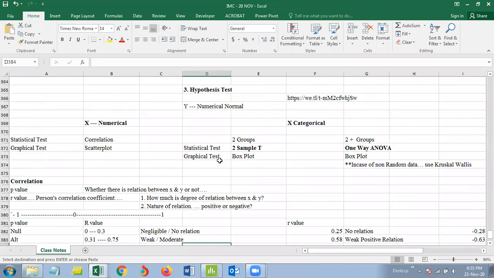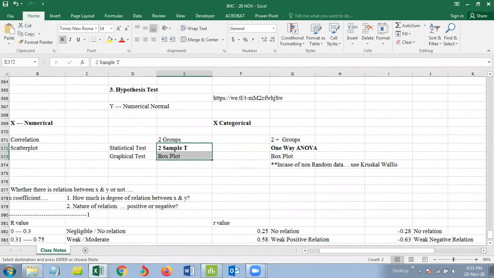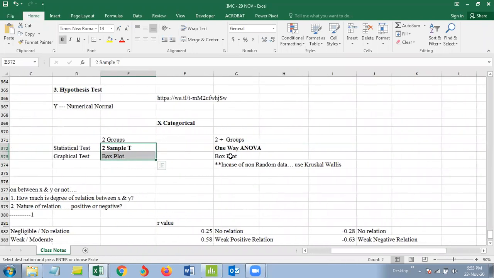One more thing we need to look into is something called a box plot. Correlation comes with a scatter plot on its own, but we will be studying what a box plot is, and a box plot will help us take the decision easily, be it two-sample T or ANOVA. Whenever you do these tests, you will be using box plot as a graphical tool.